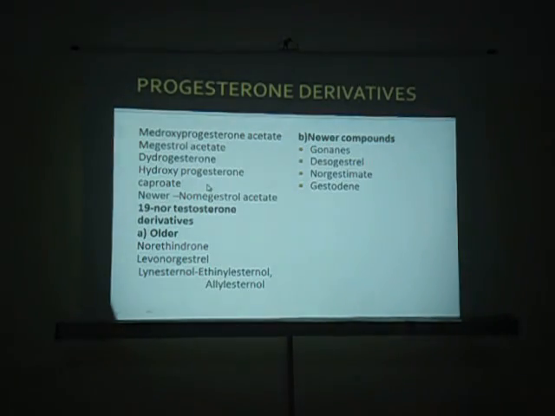Here is progesterone. Progesterone derivatives we have are medroxyprogesterone, megestrol acetate, dydrogesterone. Newer is nomegestrol. 19-nortestosterone derivatives we have are norethindrone, levonorgestrel, lynestrenol, norethisterone, and newer compounds we have, the gonanes: desogestrel, norgestimate, and gestodene. Try to familiarize with these terms.